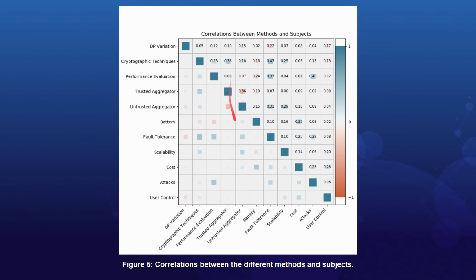Cryptographic techniques are often used at the same time as trusted aggregator, probably because the aggregator is trusted enough to unencrypt the result. Cryptographic techniques are also discussed at the same time as fault tolerance, likely because cryptographic systems can have more issues when a part of the network is unexpectedly offline. Performance evaluation is often used at the same time as fault tolerance and also attacks. Also, when battery load hiding methods are used, the cost is extremely likely to be discussed at the same time, with a 0.37 correlation.